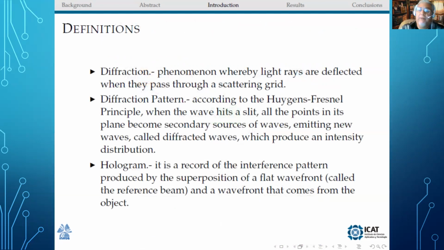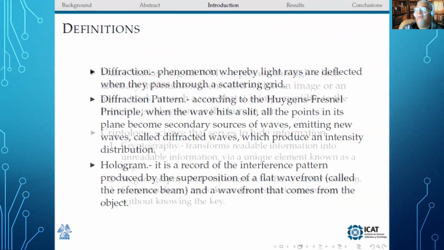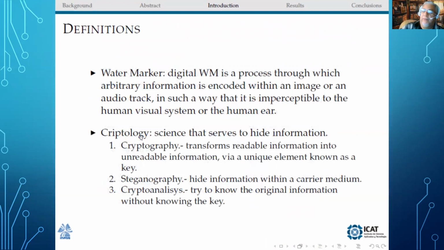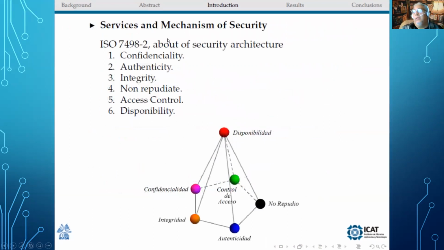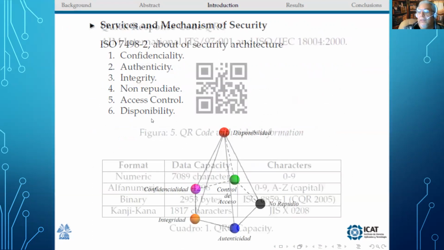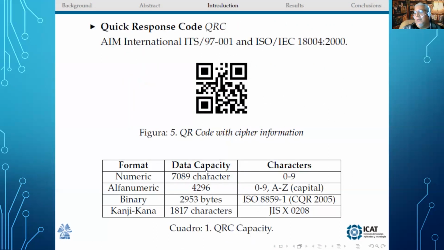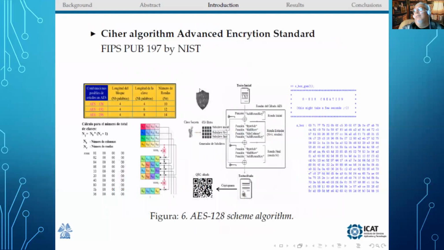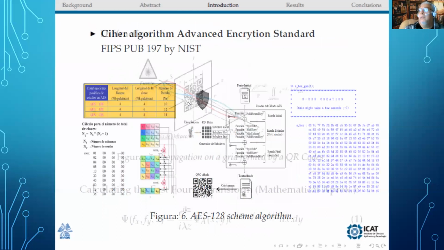Well, several definitions of the physical phenomena, and some definitions for security. We have security and mechanisms of security, like confidentiality, authenticity, integrity, non-repudiation, access control and availability. Here we have the capacity of the QR codes. They have a standard, and they have the Advanced Encryption Standard.